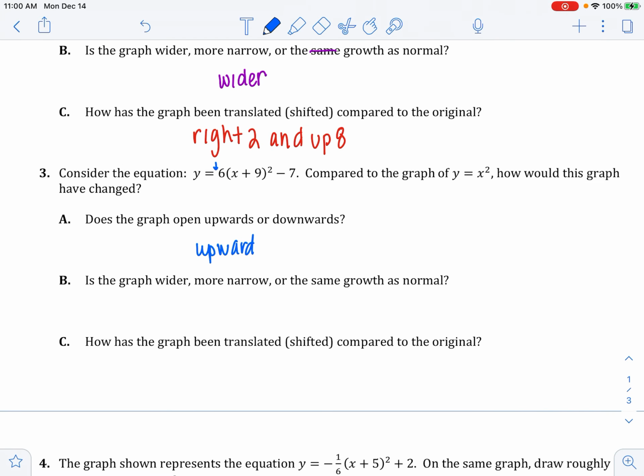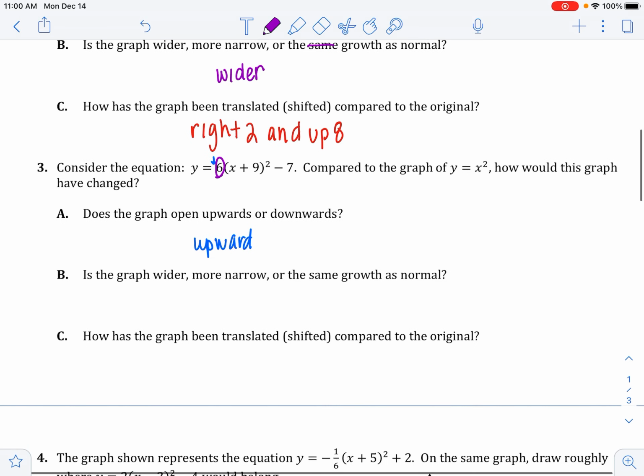Next, is the graph wider, narrower, or the same growth as normal? I see a 6 in front right here, and 6 is a bigger number, so my first guess is for it to be wider because 6 is a big number, but it's not that. It's the opposite of what I think. It is narrower.